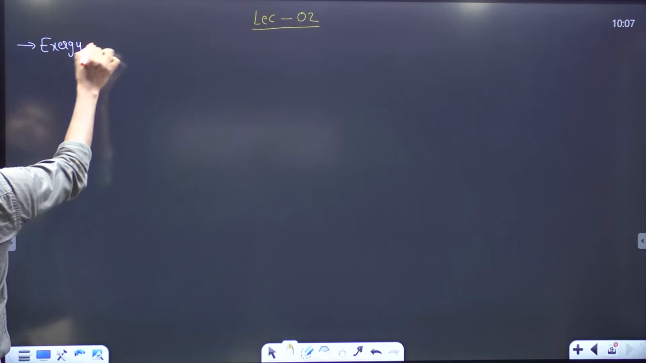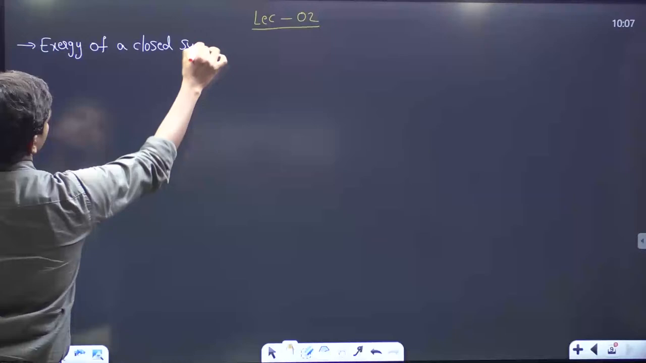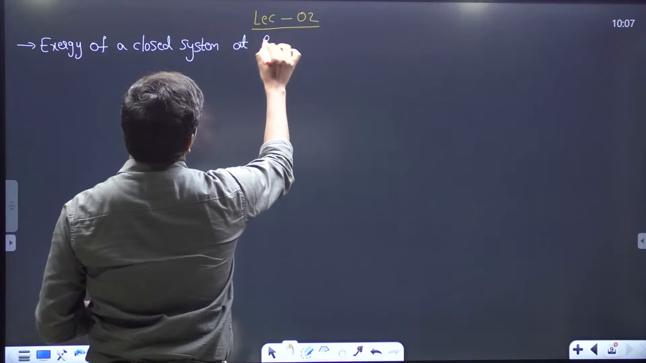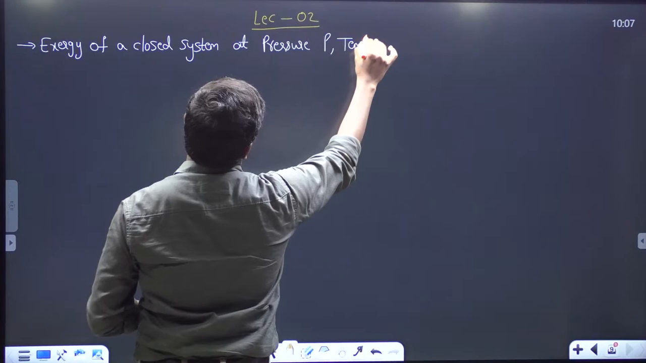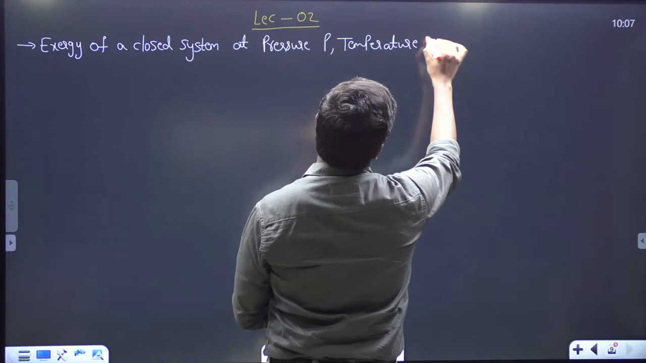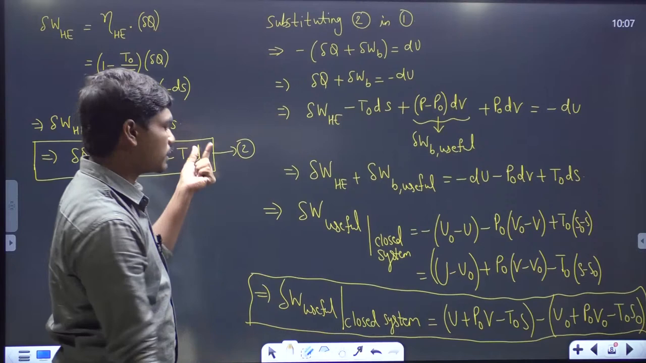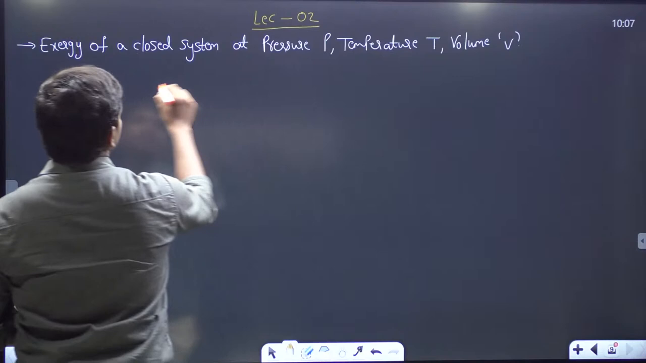Exergy of a closed system at pressure P, temperature T and volume V, this is what we have seen. So if you see here, this is the useful work that the system is capable of doing when the initial pressure and temperature are P and T respectively. Exergy for a closed system is generally denoted by phi.